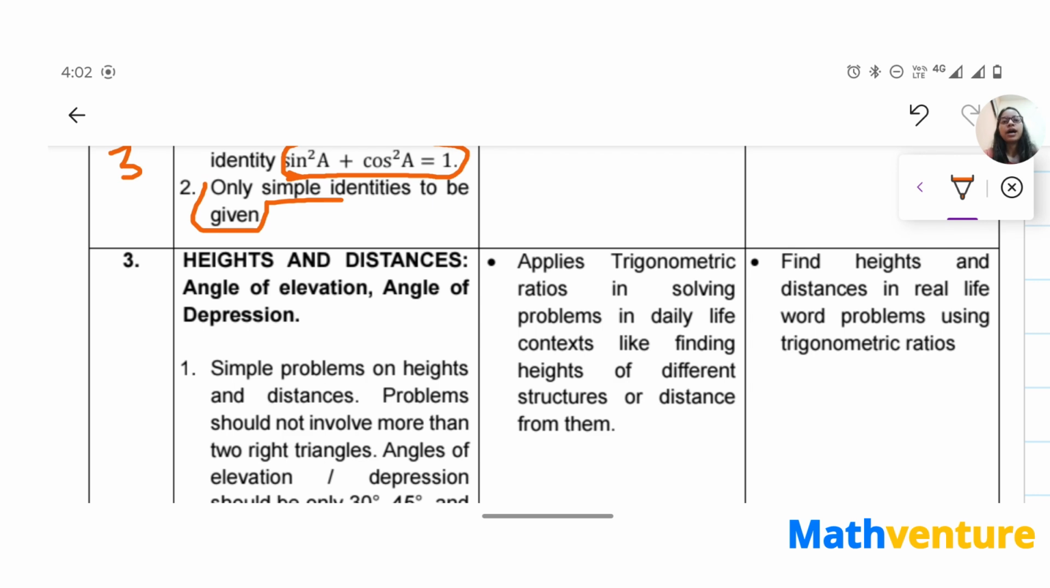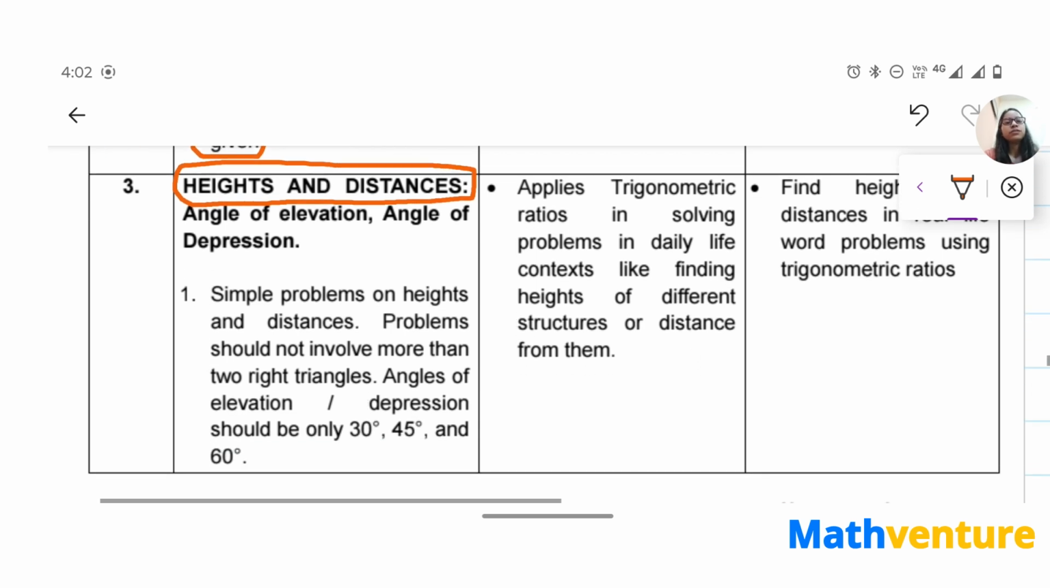Next comes height and distance. It is the use of these sine theta and cos theta, all the trigonometric ratios in real life. We will find the height of a building based on the information we have, that we have this distance, and we can know the angle of elevation here.